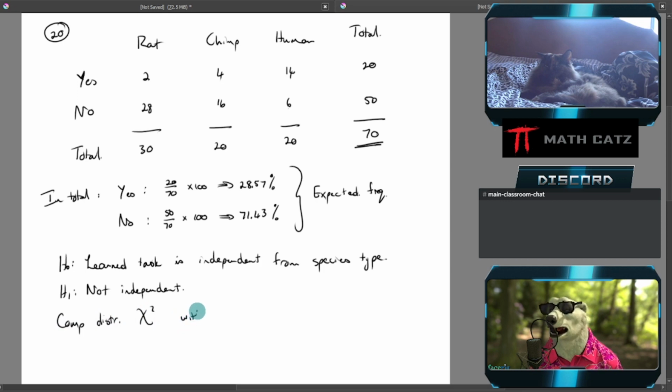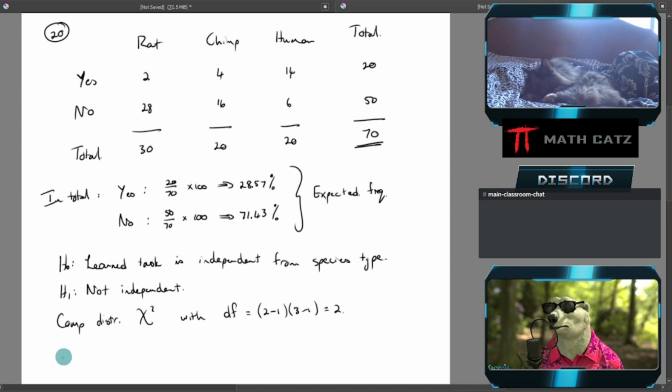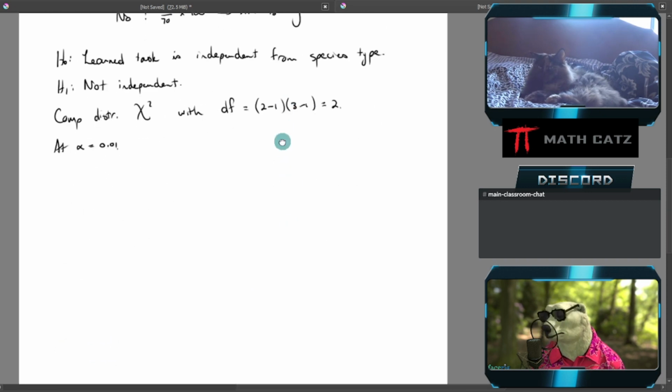And in this case, the degrees of freedom is going to be the number of columns minus 1 times the number of rows minus 1. Or backwards, number of rows minus 1 times number of columns minus 1. So that's 1 times 2, so 2. All right, so we can do one more line here at the alpha level that we're interested in of 0.01.